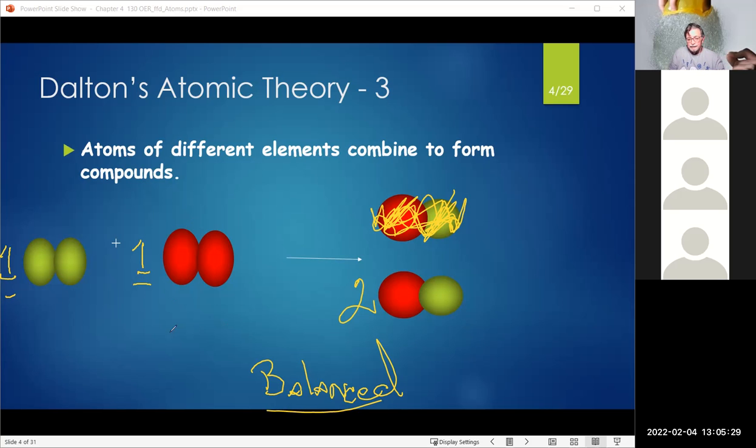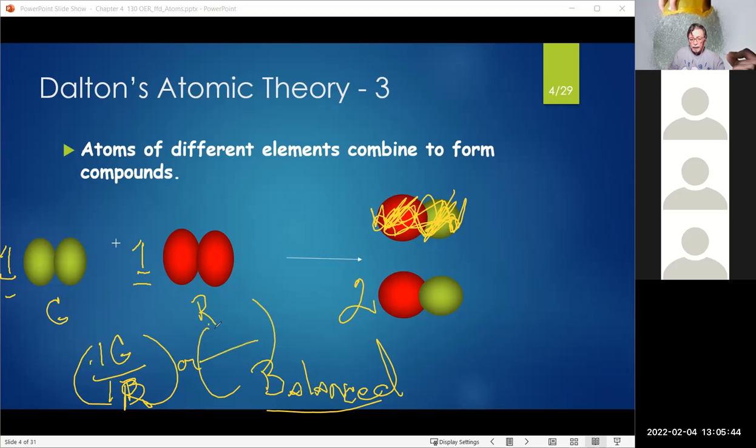Oh, we're back to ratios, huh? So I'm just going to call this G for green and R for red. And so what I have here is a ratio of 1 G over 1 R, or a ratio of 1 R over 1 G. Or I can have a ratio of 1 to 2 here, where I put 1 red in the numerator and 2 compound, whatever that may be, in the denominator.